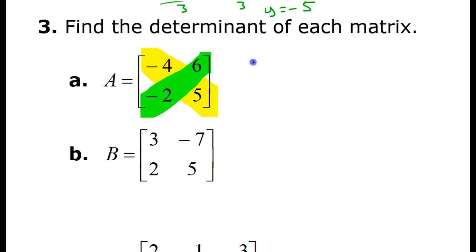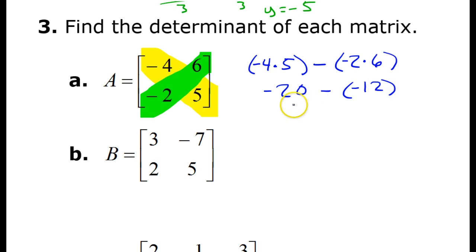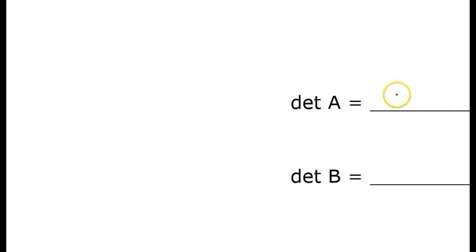So the down diagonal is -4 times 5, and the up diagonal is -2 times 6. So the determinant should be -20 minus -12. Of course, when you subtract a negative you add, so this is really the same thing as -20 plus 12, which is going to be -8. So the determinant of A is -8.